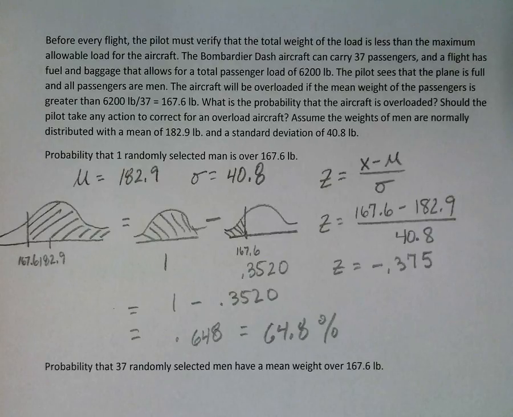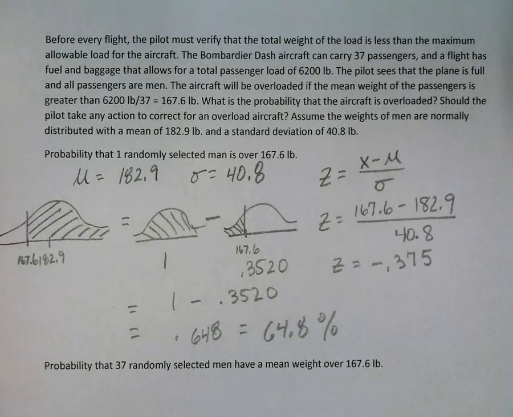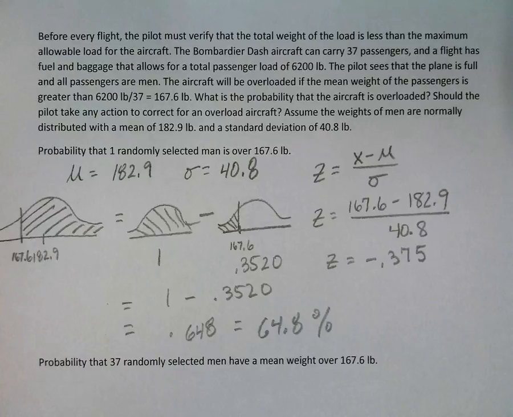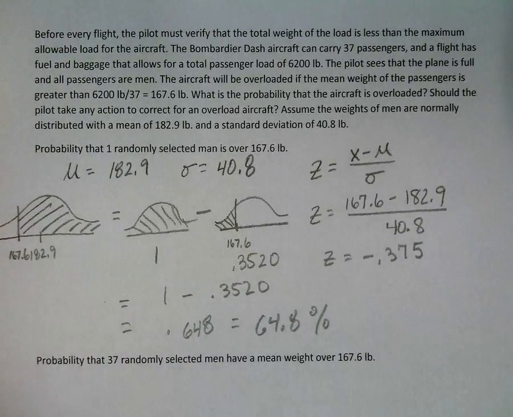Okay. Alright, so what we're really after is the probability that the plane's overloaded. So obviously there's not just one person flying on the plane, right? There's 37 people flying on the plane. So this is where the central limit theorem comes into play, because our sample is greater than 1.